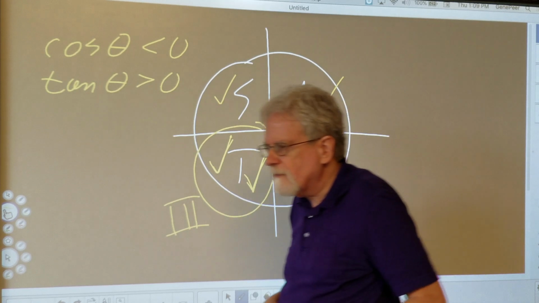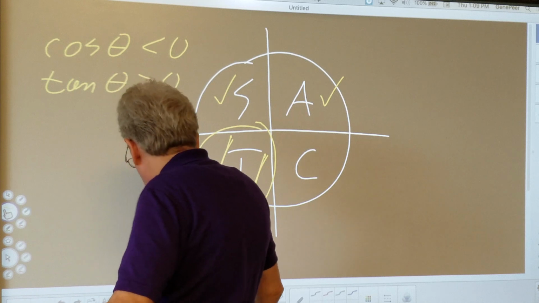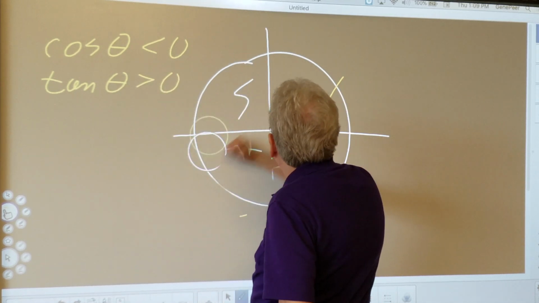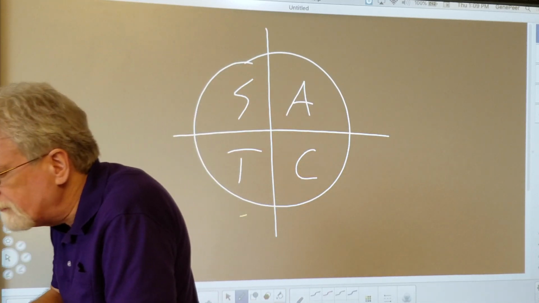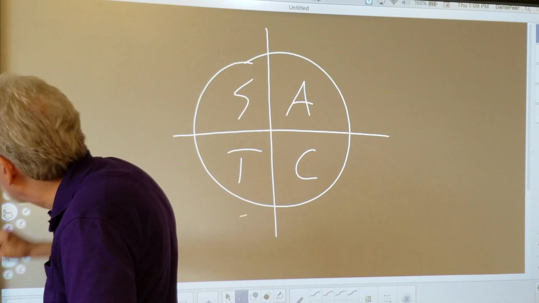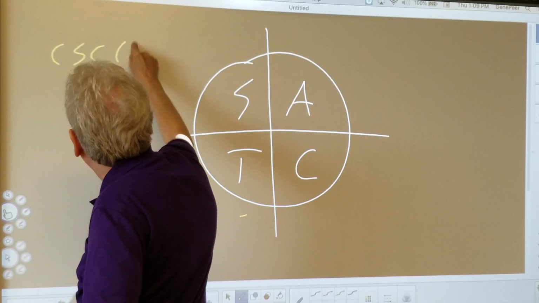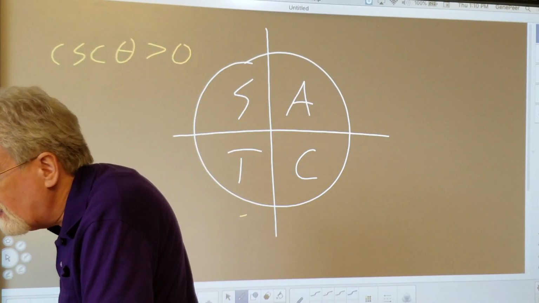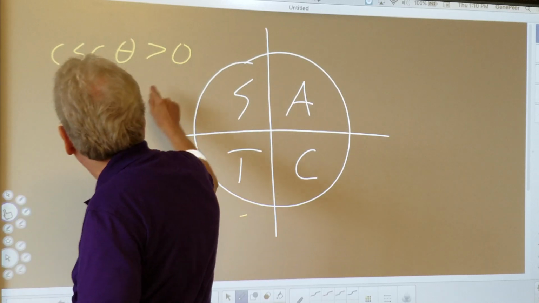Done. And we move on to the last problem of this assignment. Page 34, number 34. 34 says, it's hard for them to make these hard. They found a way. Cosecant of theta is greater than 0, and cosine of theta is less than 0.